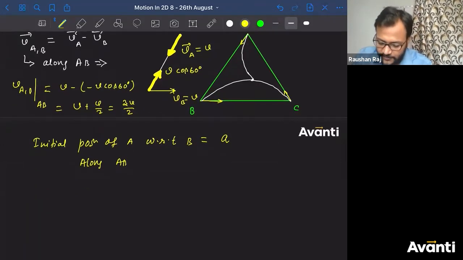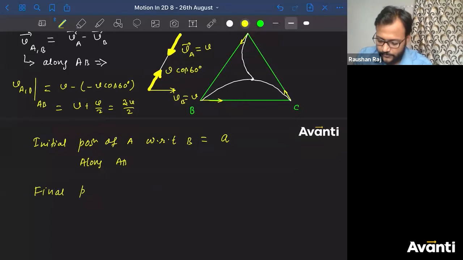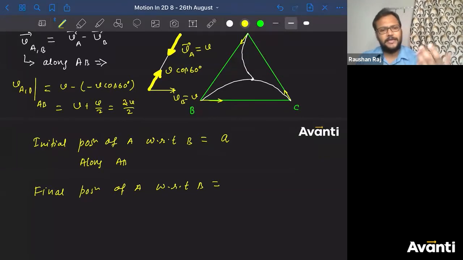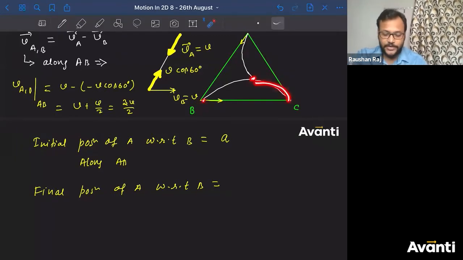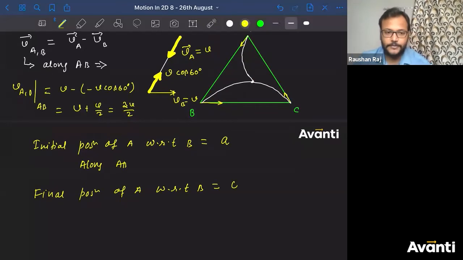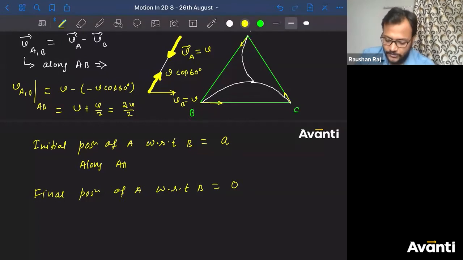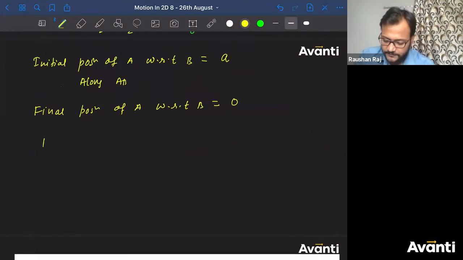Okay. What will be the final position, guys? What will be the final position of A with respect to B? Take any direction, AB direction. At the end, they are going to meet at a point. So all the particles will be at the same point. So what is the final position of A with respect to B? 0. That is 0. Simple.